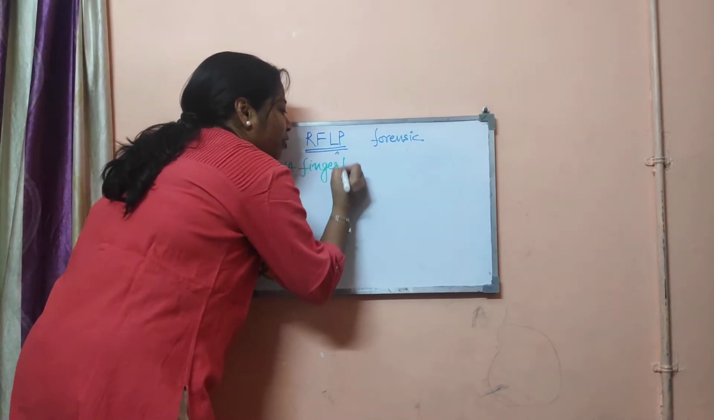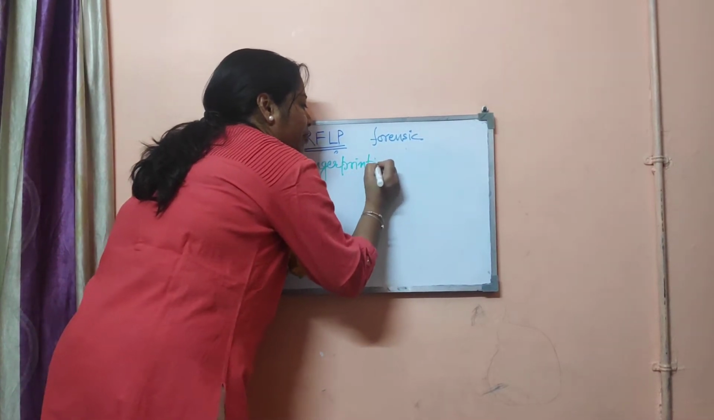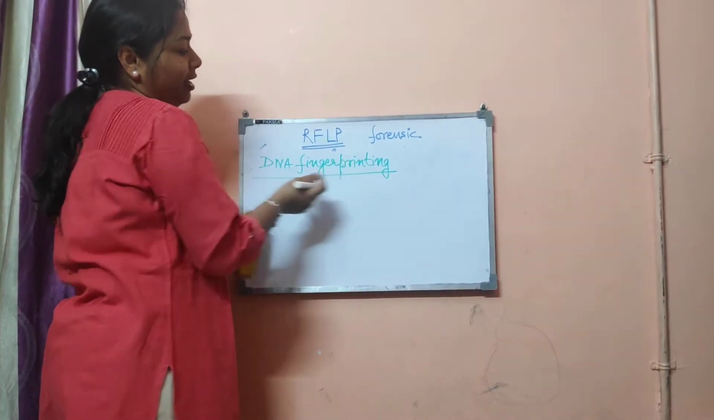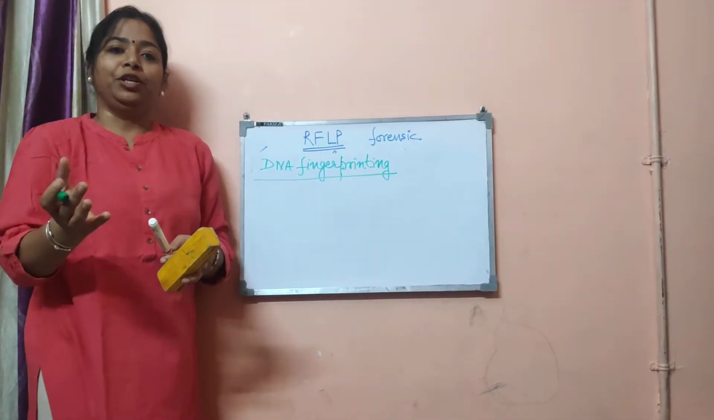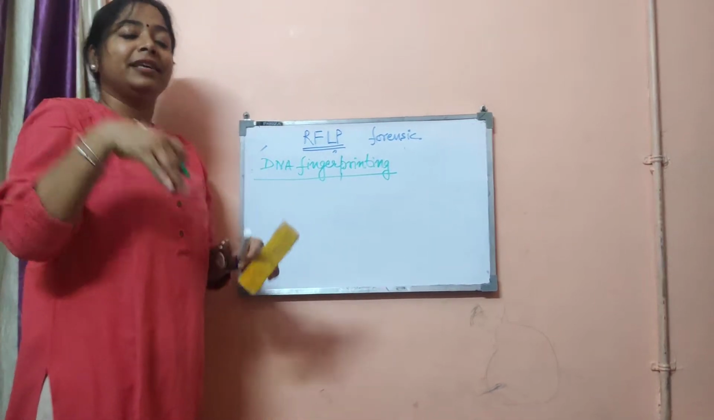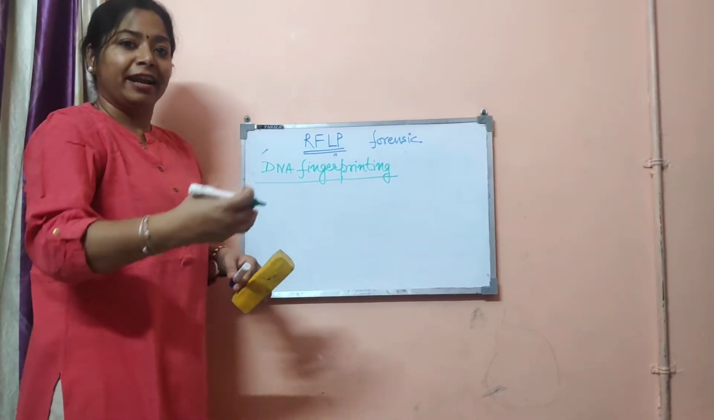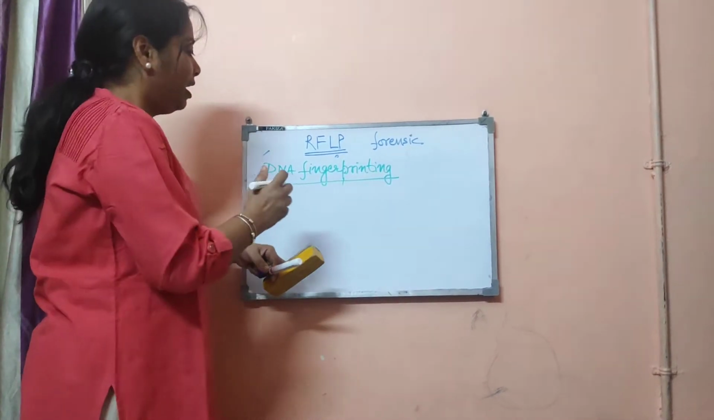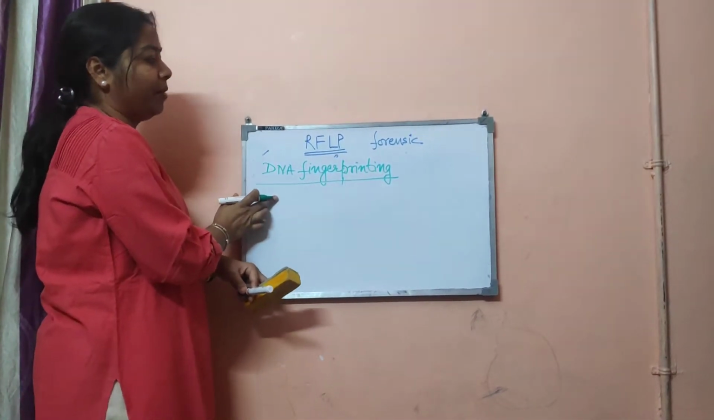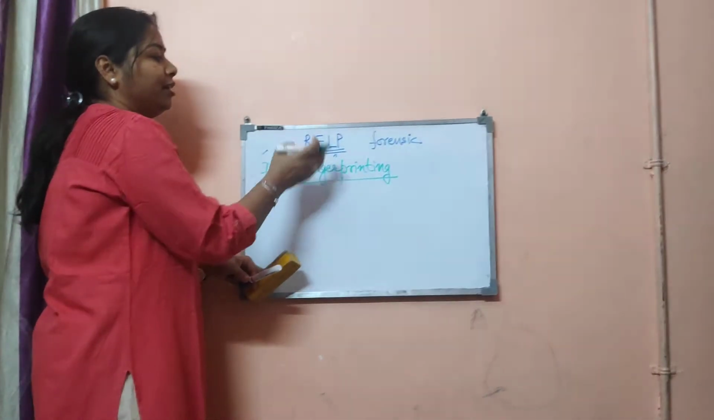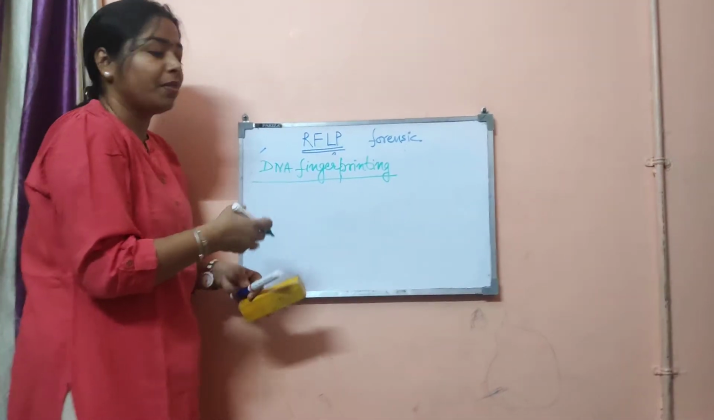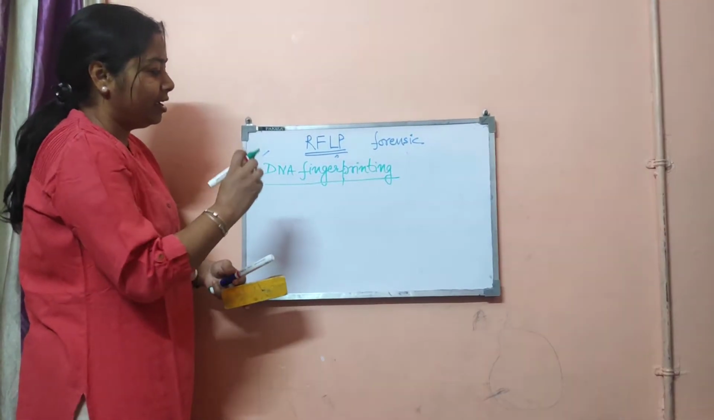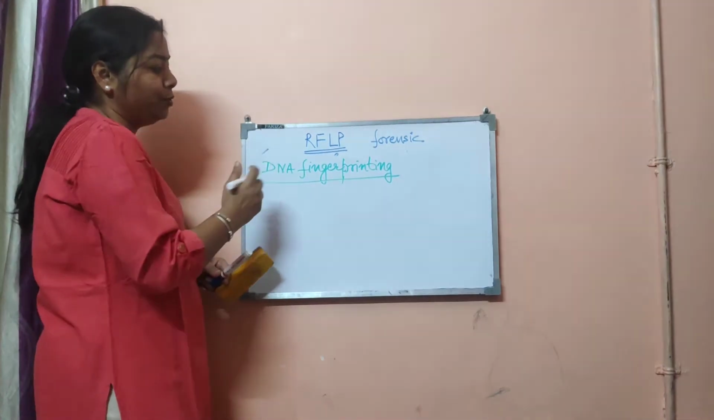So, can you think over the concept? We always say that the DNA of every individual is different, and by this DNA we can identify the particular individual. So DNA fingerprinting is due to the RFLP, or DNA fingerprinting and RFLP are the same. Say, how is it used?